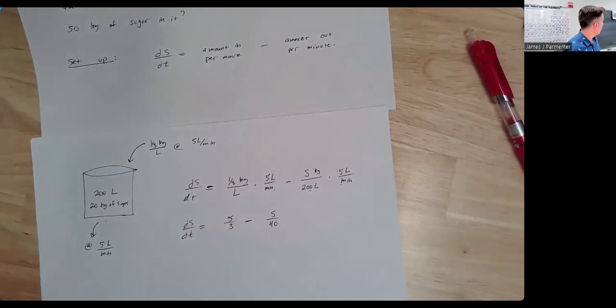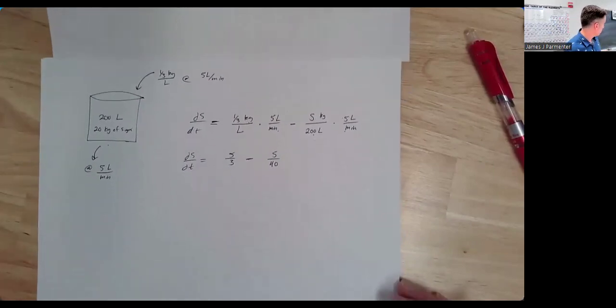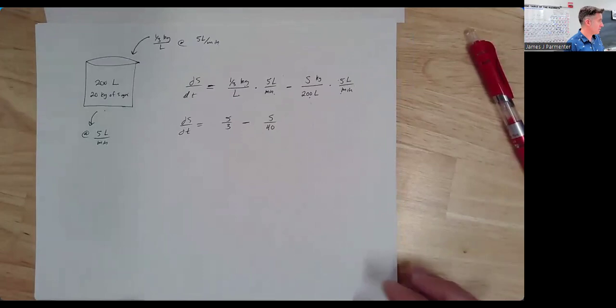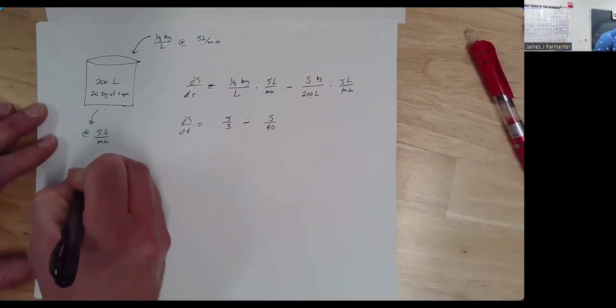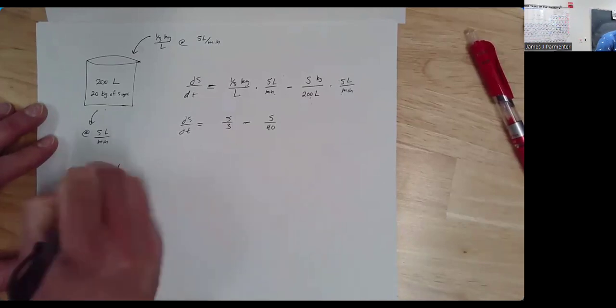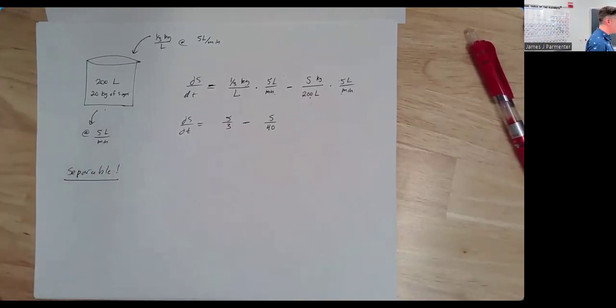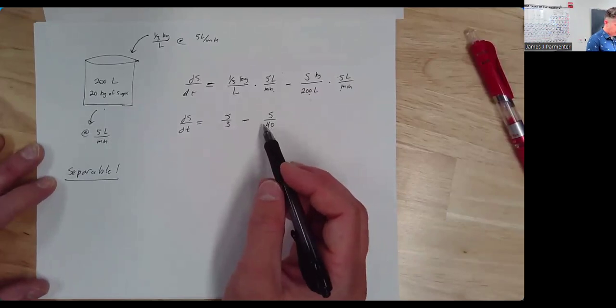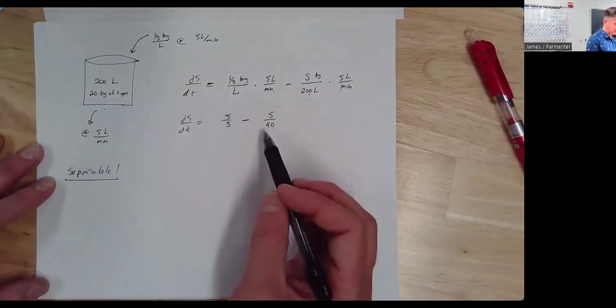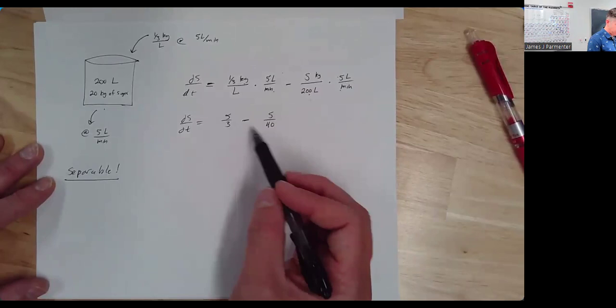Even though I would probably prefer to solve this as a first order linear, let's solve it as a separable differential equation. As a reminder, usually you don't have a choice; it's either obviously only first order or only separable, but for some of these we happen to have options. If I'm thinking of it as separable, I have to divide both sides by this whole quantity, 5/3 minus S over 40.